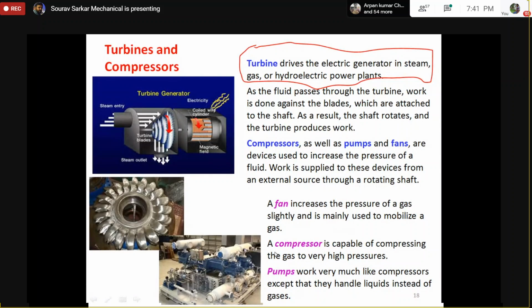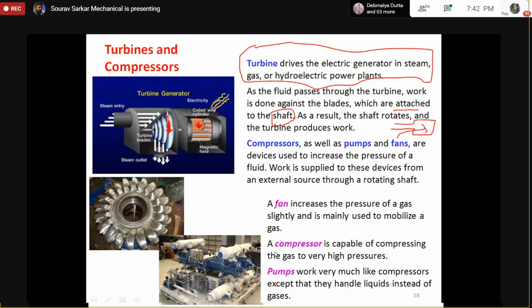So what is a turbine? A turbine is basically a device. Whenever some fluid is crossing the turbine, it is hitting the blades of the turbine, which causes a rotation, and the rotation finally comes out through a shaft, and that shaft is driving the generator, which is causing the electricity generation. So this is basically the purpose of a turbine.